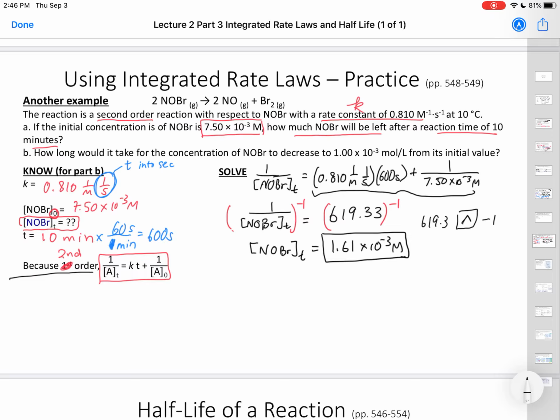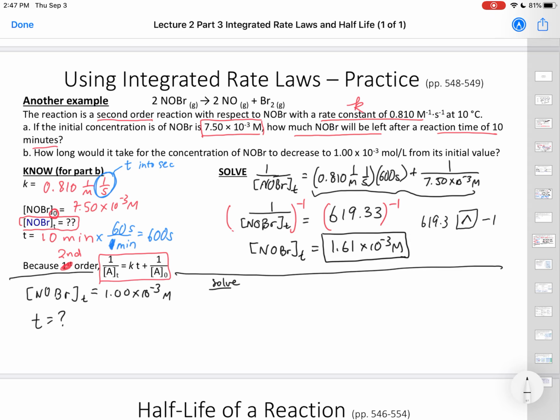All right. Part B says, how long would it take for the concentration to decrease to 1.00 times 10 to the minus 3 from its initial value? And again, this is very similar to the one we just saw, and basically the K is the same. The initial concentration is the same. The only difference is now they're telling you NOBr at time t is going to be equal to 1.00 times 10 to the minus 3 molar. And they would like you to solve for how long.